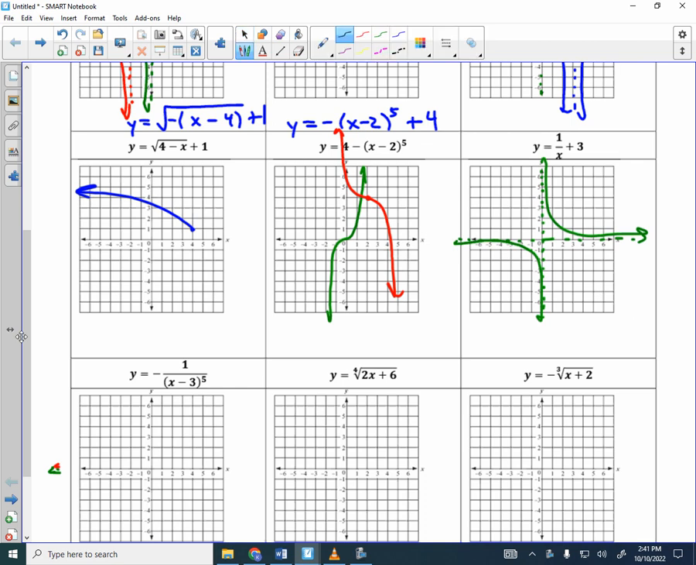Up 3. Does that change the vertical asymptote? No. How about the horizontal asymptote? Yep, the horizontal asymptote is shifted up 3 units. And the vertical asymptote sits right there. Are these going to sit right next to each other or in opposite quadrants? Opposite.